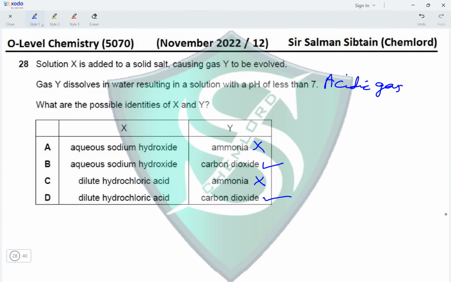Now let's look at what we have for X. In option B, it is sodium hydroxide. Solution X is added to a solid salt, causing gas Y to be evolved, so the solid salt should be a carbonate. Adding sodium hydroxide to a carbonate does not produce carbon dioxide gas, making option B incorrect. Now let's look at option D, dilute HCl. When you add acid to carbonates, carbon dioxide is produced, making option D the correct option for this question.